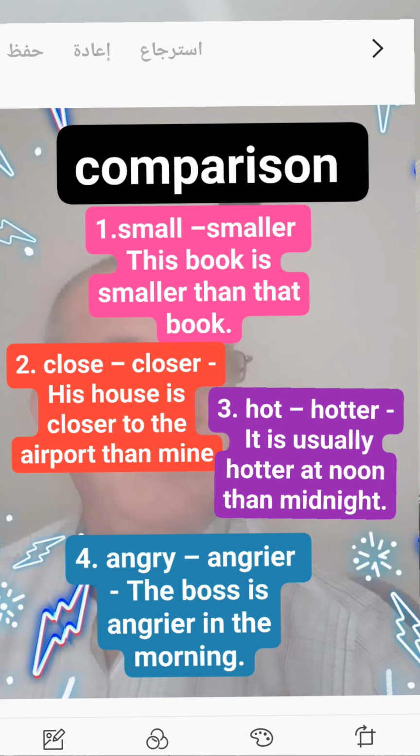Here we just want to make comparison between two things. For instance, this book is smaller than that book. We have added ER, then it has been followed by than. And this is a comparative form. We use comparative form when we want to compare between two things.